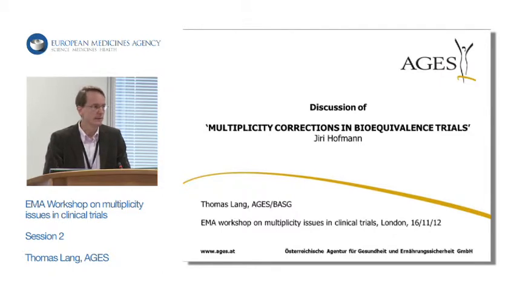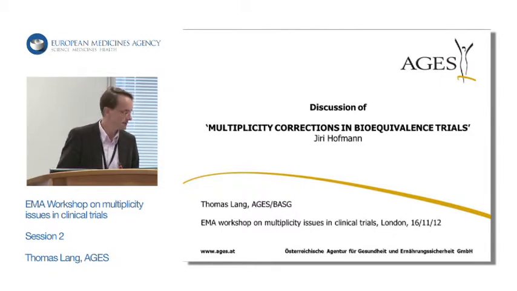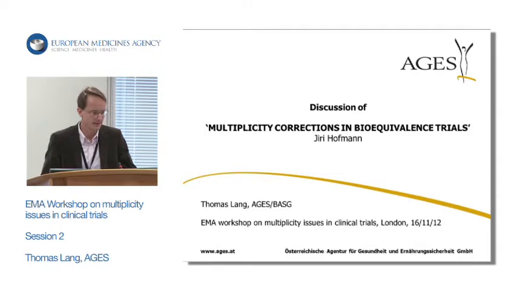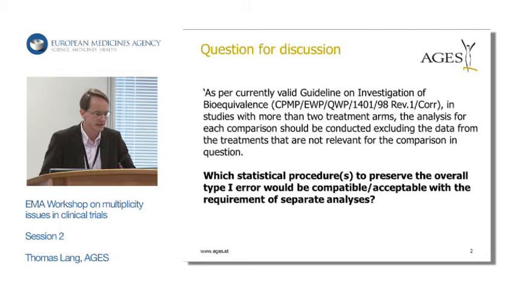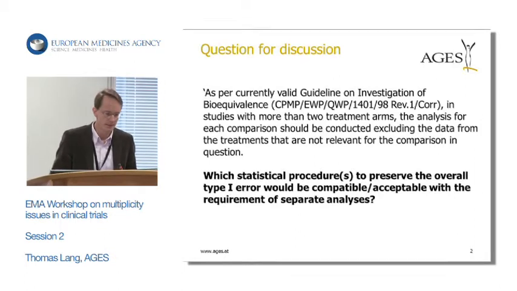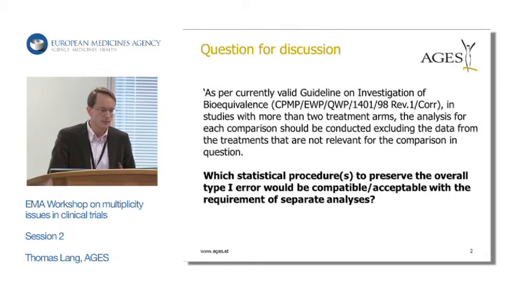I'm not sure whether we need that much of changes in guidance documents. I don't think that the current wording in guidance or in related guidance documents is in the way of such an approach in general. But let me just repeat the question with the first slide. Which statistical procedures to preserve the overall type 1 error could be compatible if we have to analyze bioequivalence data in separate ANOVA models.